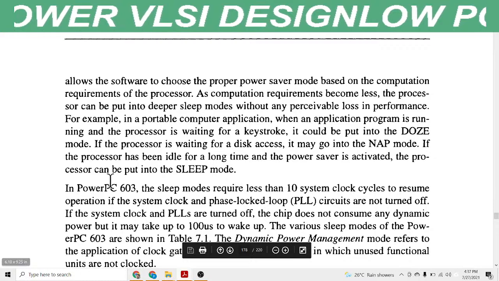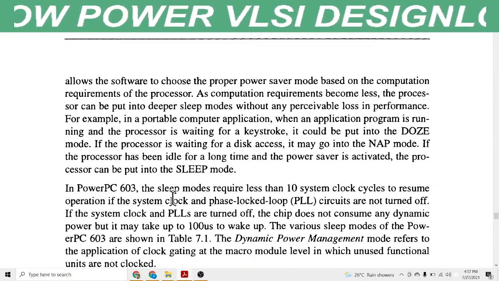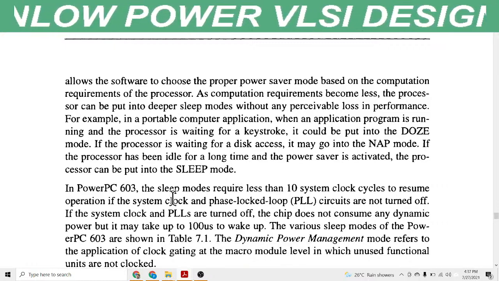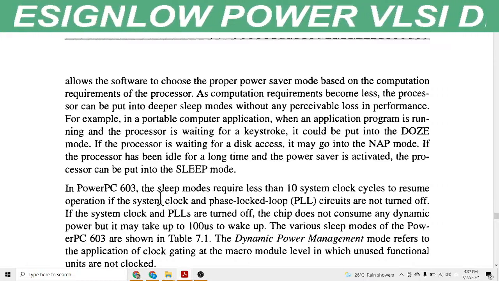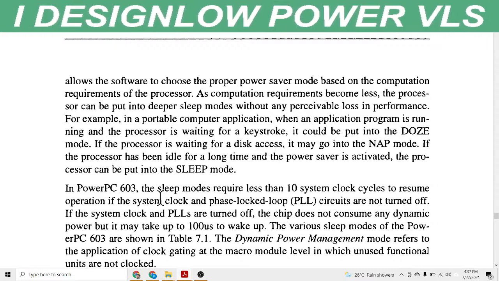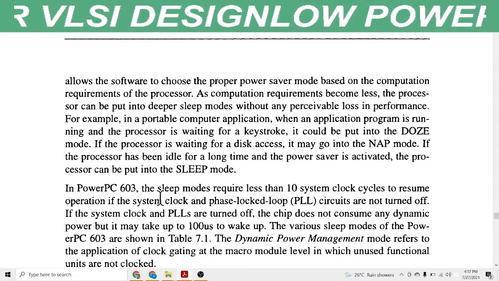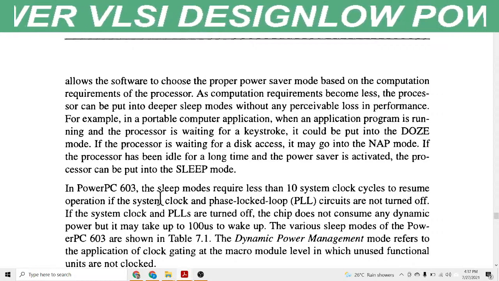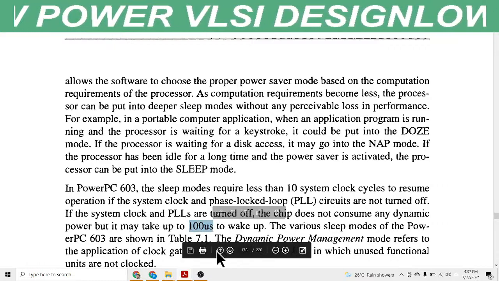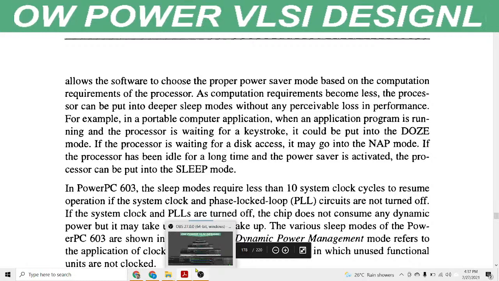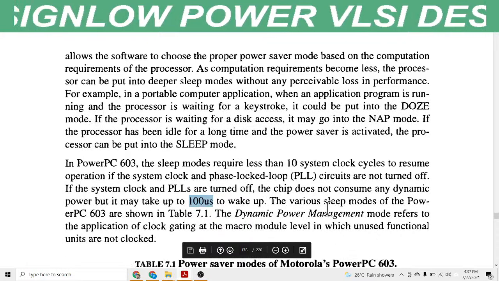Now if this PLL circuit and clock circuit, both circuits, are in off condition, then the chip does not consume dynamic power. At that time the dynamic power is very low, but to wake up the circuit again, it requires some small interval of time. It is approximately 100 microseconds. 100 microseconds of time is required for the circuit to wake up again.